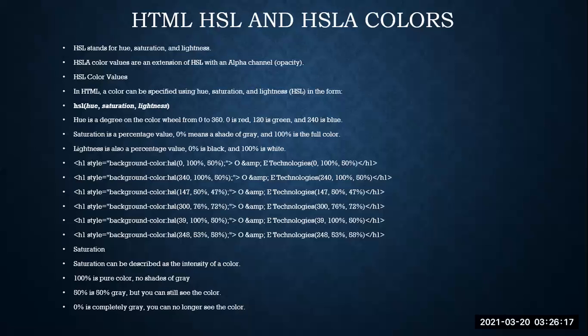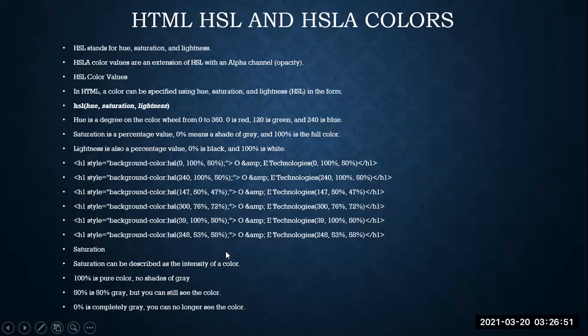Then the lightness is a percentage value from black to white. When you're setting the value from 0 to 100, that gives you the effect of black to white. So at 0, you have a black color, and at 100%, you have white. That gives you the percentage of your color with the lightness effect. So now let's copy this code.